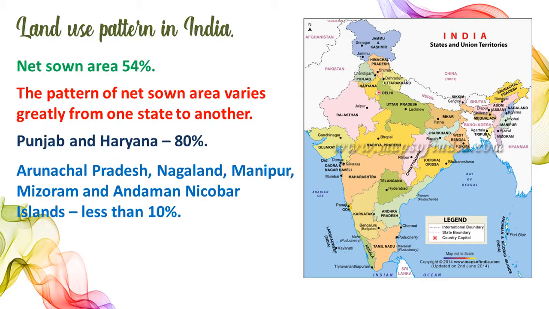But if you take northeastern states like Arunachal Pradesh, Nagaland, Manipur, Mizoram and the Andaman Nicobar Islands, the net sown area is less than 10%. So children, this is the most important question which you will get in the exams. This question can be asked for 5 marks. What are the different forms of land utilization? So children, you need to learn this land utilization by heart.